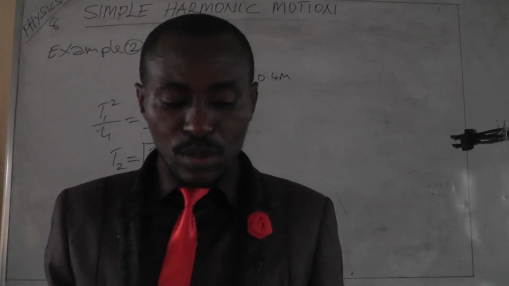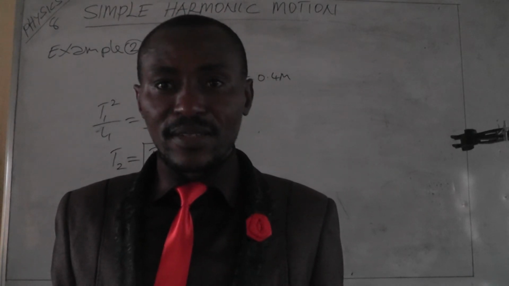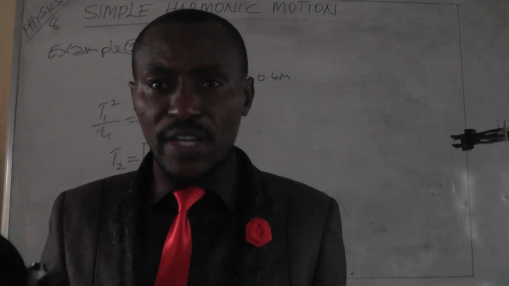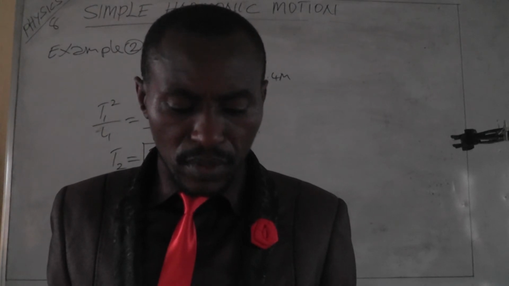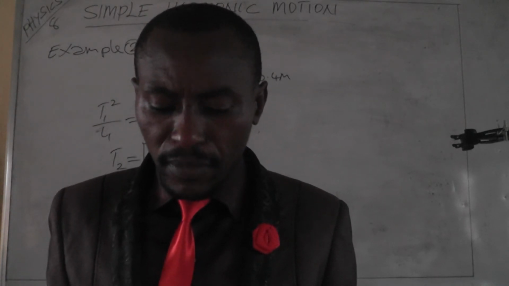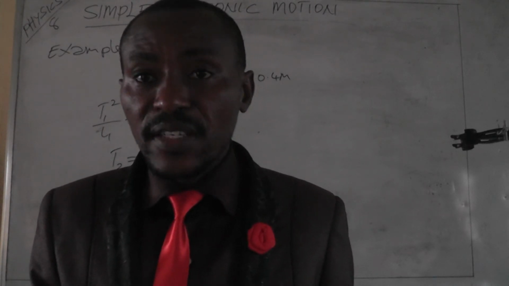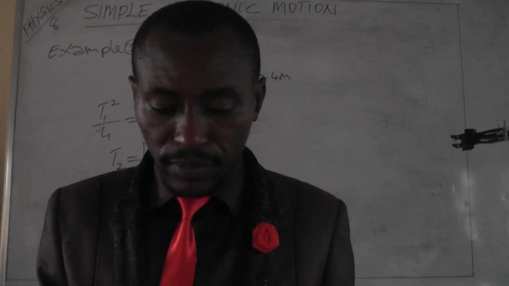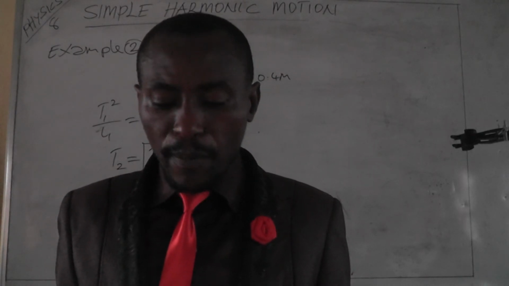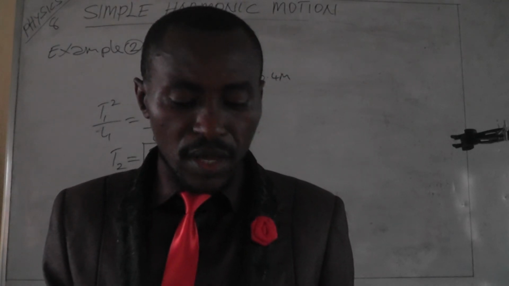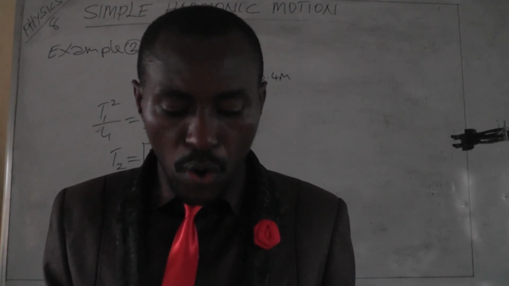Now, I want to ask you one question here as your assignment. I'd like you to listen carefully. Now, a simple pendulum, that's your assignment. A simple pendulum has a period of 17 seconds. When the length is shortened by 1.5, its period is 8.5 seconds. Calculate the original length of the pendulum.